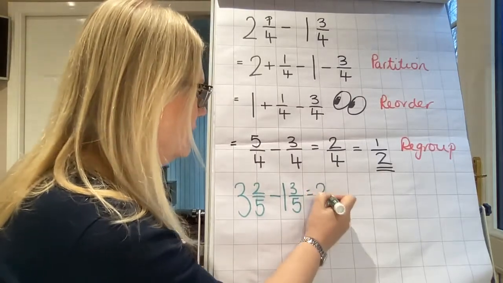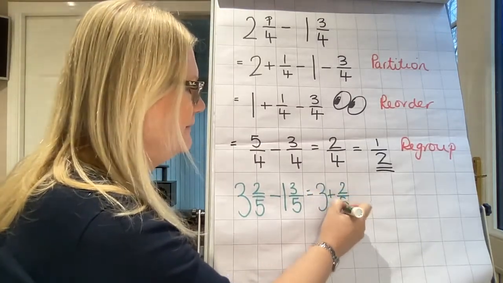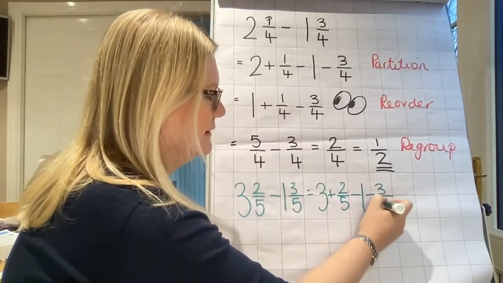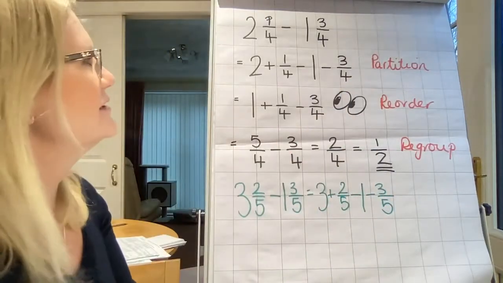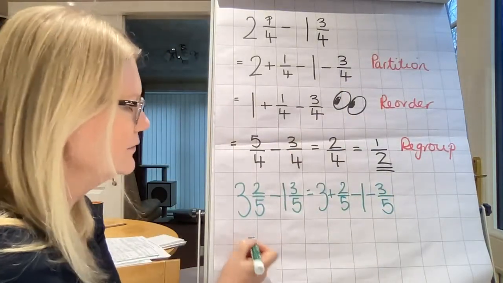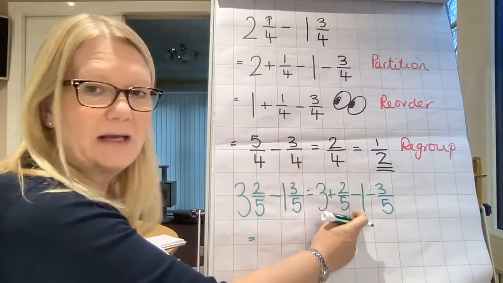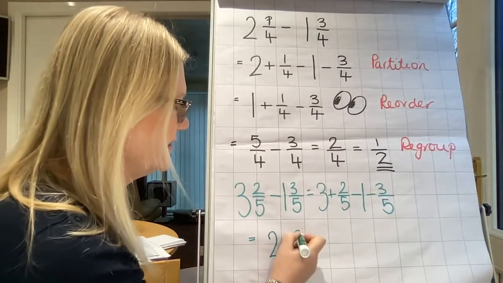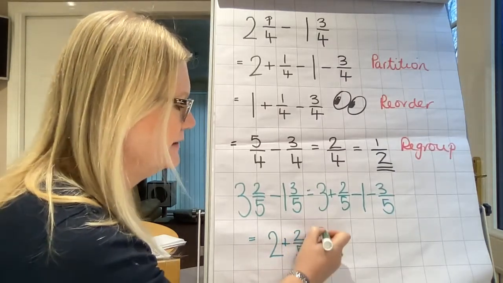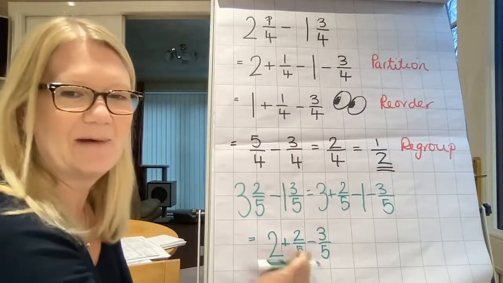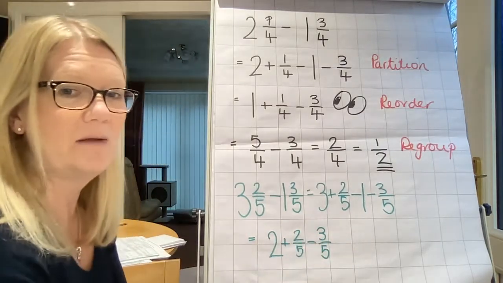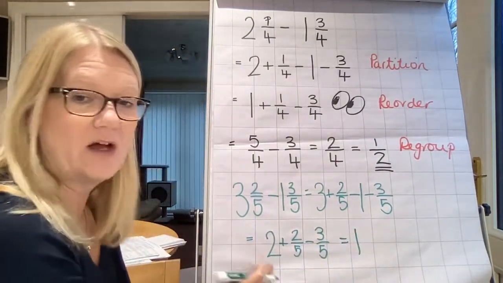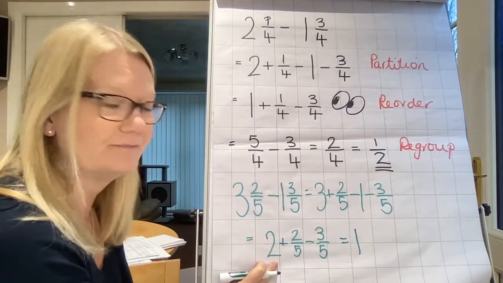So we've got 3 plus 2/5 minus 1 minus 3/5. Partition done. Next step, reorder. Okay, I think we can do the 3 minus 1 in our heads. So we've got 2 and then we've got plus 2/5 minus 3/5. There we go again. 2 minus 3, we need a little bit of help. We need one of these, don't we? So we're going to leave one of them where they are. We only need to regroup one of them.